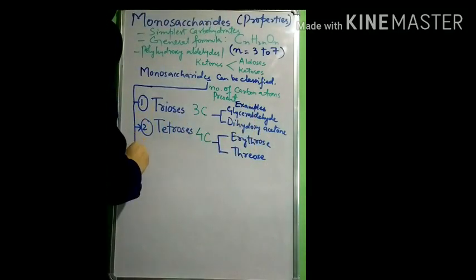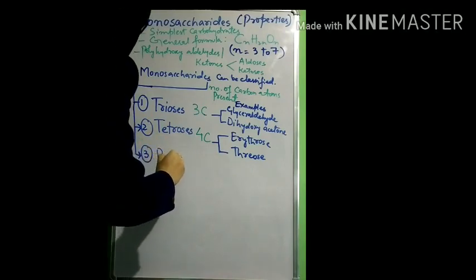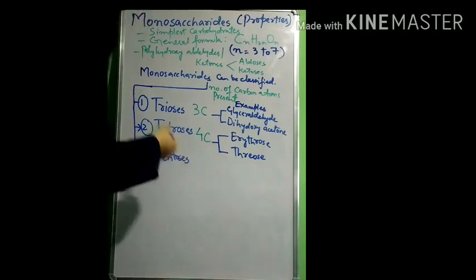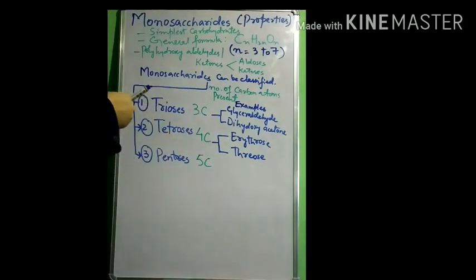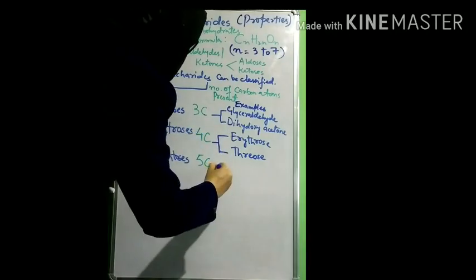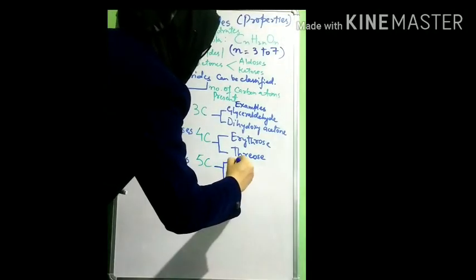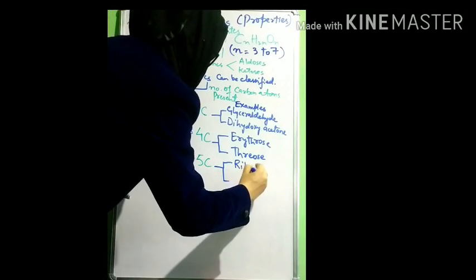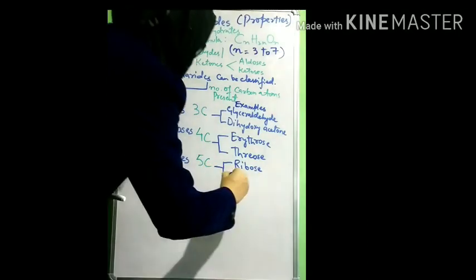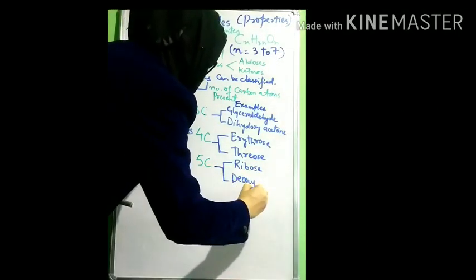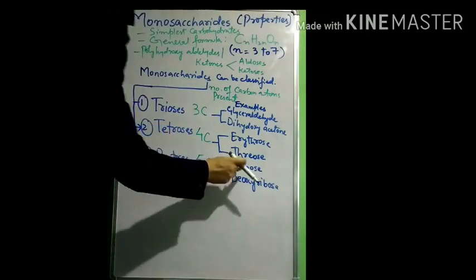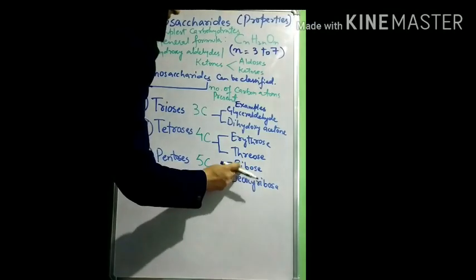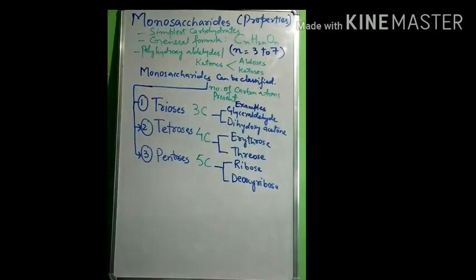Let us come to the third category, pentoses. Very simple to guess. Pentoses have 5 carbon atoms. Let me give you 2 examples for pentoses. One is ribose, which you know from RNA. Another is deoxyribose, which you know from DNA. So these 2 sugars are present in your nucleic acids. We'll see that ahead.